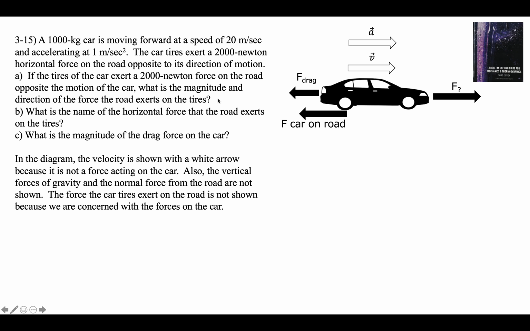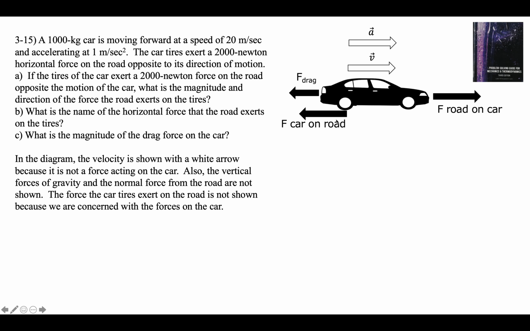This is Newton's third law. Every action produces an equal and opposite reaction. It has to be the opposite direction, same magnitude. So it's 2,000 newtons forward, and that's exactly what this force is right here. This is the force of the road on the tires. So let's put that in. Force of the road on the car. We don't need this anymore.